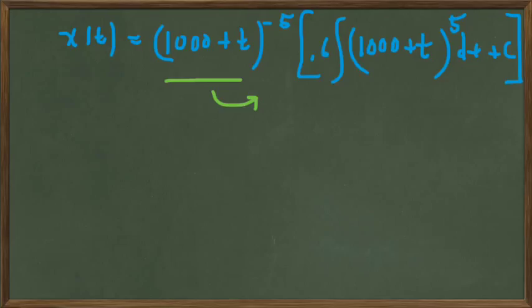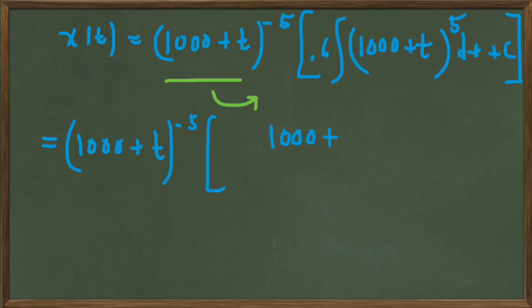So let's do the integration step. We just leave this expression out front of the brackets for now. When we integrate 1,000 plus t to the 5th, that's just like integrating u to the 5th, because du would be dt, so isn't that 1,000 plus t to the 6th over 6? Put the q of t back out front, put the plus c back in.